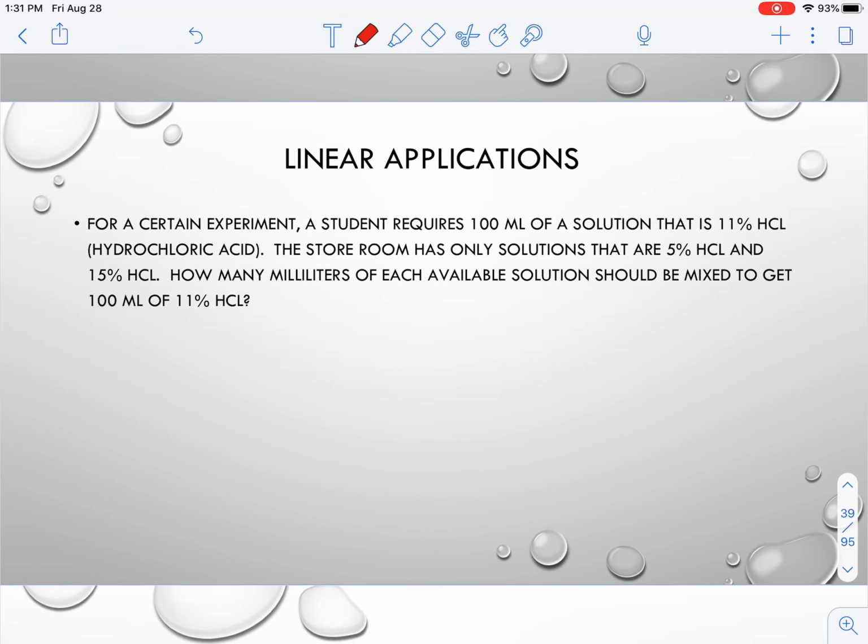The last one that I want to do here for the notes today is a mixture problem. All right, so let's suppose for an experiment it requires 100 milliliters of a solution that is 11% hydrochloric acid. The storeroom has only solutions available that are 5% hydrochloric acid and 11% hydrochloric acid. How many milliliters of each available solution should you mix to get exactly 100 milliliters of an 11% solution?